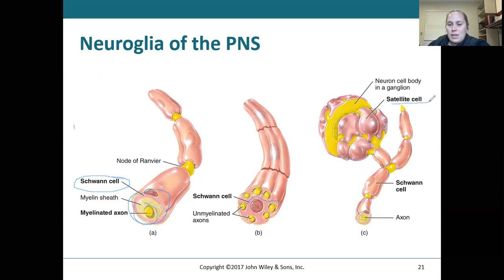And then here you can see that satellite cell, again, just providing support for the neuron in a ganglion, which we'll talk a little bit more about when we talk about the peripheral nervous system and how it's situated. So neuroglia in the PNS, think about Schwann cells and satellite cells.